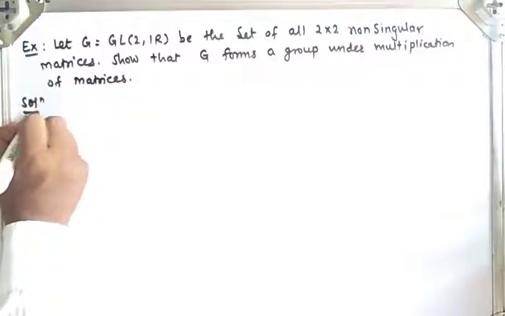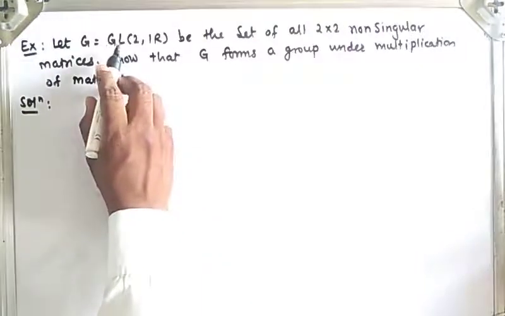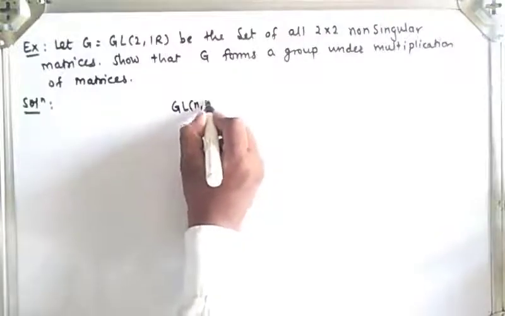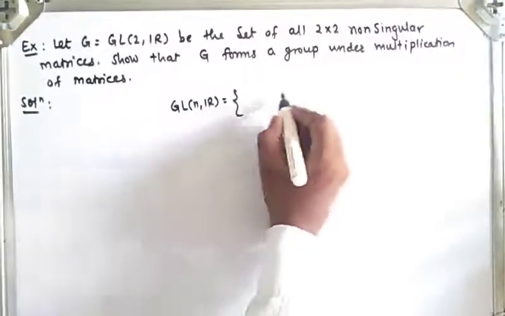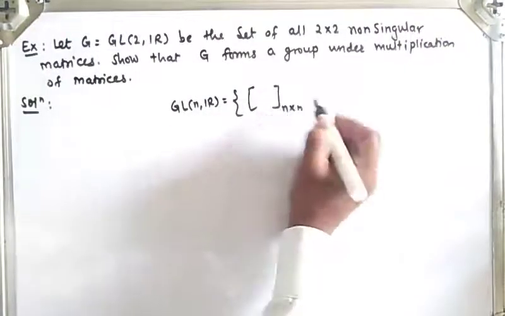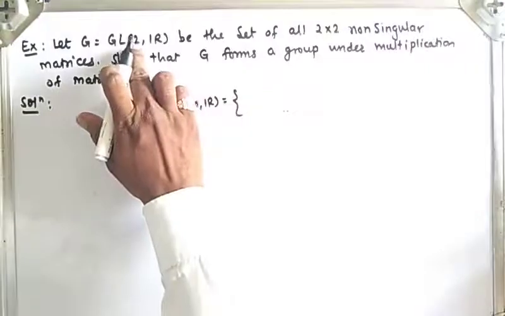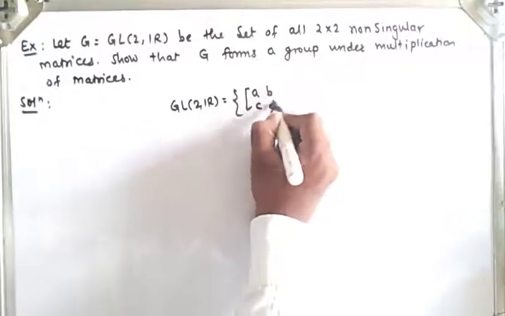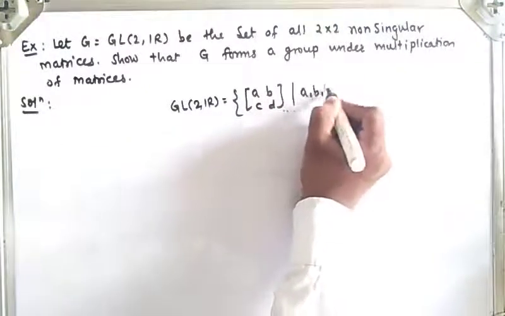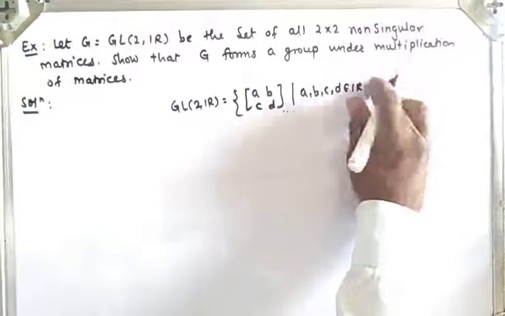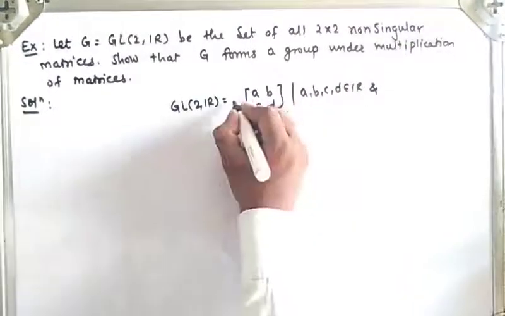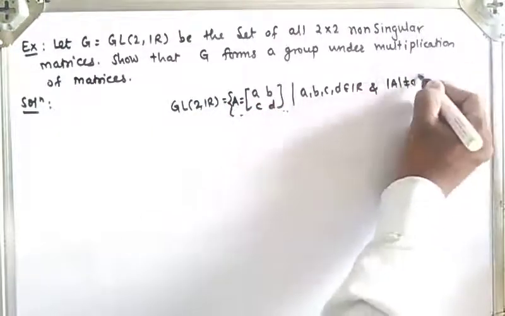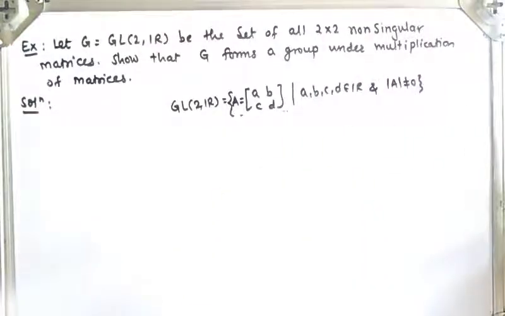So let's see the solution. Now before that, we should know what the general linear group is. The general linear group of all n by n matrices over the entries R is the set of all matrices of order n by n such that... here we have 2 by 2 matrices, so I will take a 2 by 2 matrix. The set of all 2 by 2 matrices A, B, C, D such that A, B, C, D belong to R, and determinant of A is always non-zero. This is the property for the set of all 2 by 2 matrices over real-number entries.